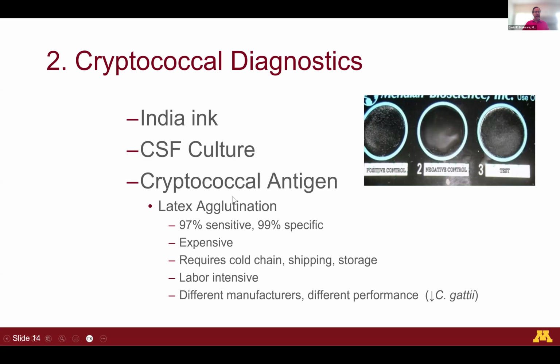So there's cryptococcal antigen tests, and there's a couple different types. For those that have been around for a while, you're likely familiar with the latex agglutination. This works fairly well. It's fairly sensitive, fairly specific. There can be some weird false positive reactions that one can get with latex agglutination. It's actually relatively expensive when you implement it.